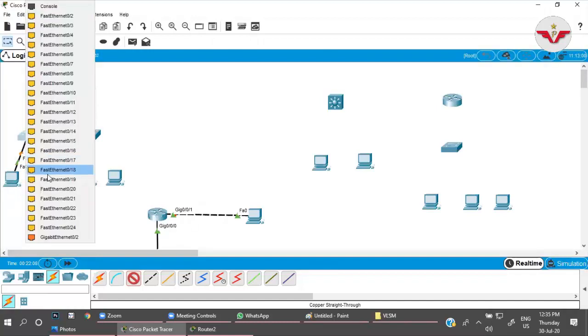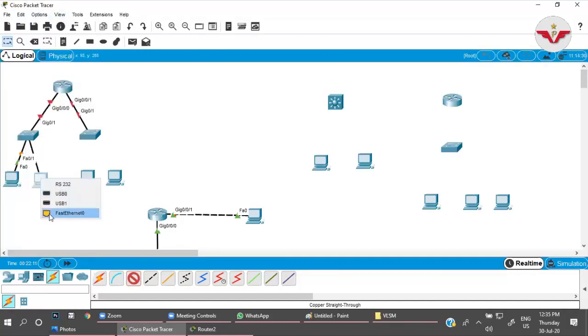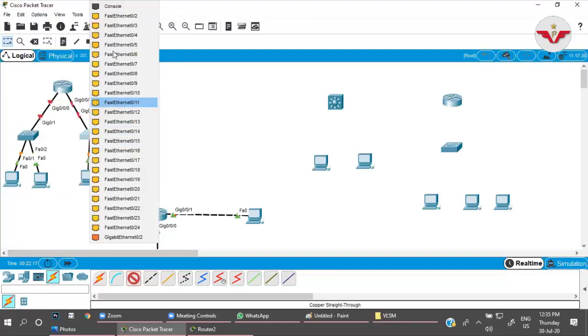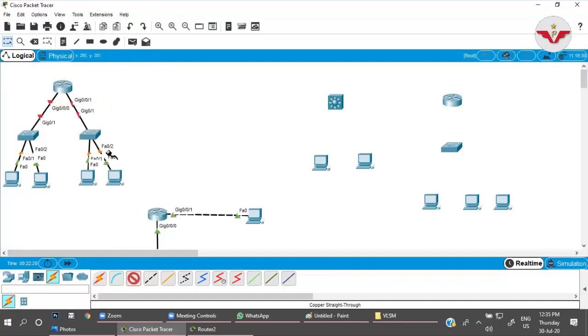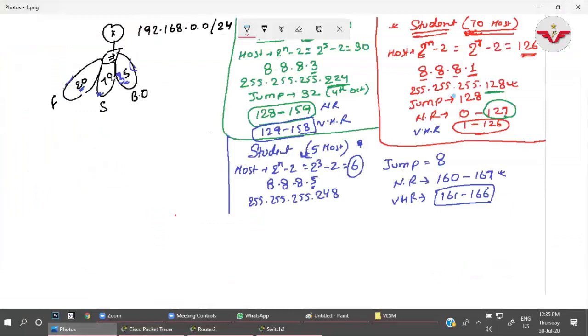One, two. Fine. Now, this is my faculty network. This is my student network. Just give the IP the same which we have done here. So for the faculty network, which network was I using? This one, right? The subnet mask I will use is 255.255.255.224, and the network which I will use there is 128 to 159.